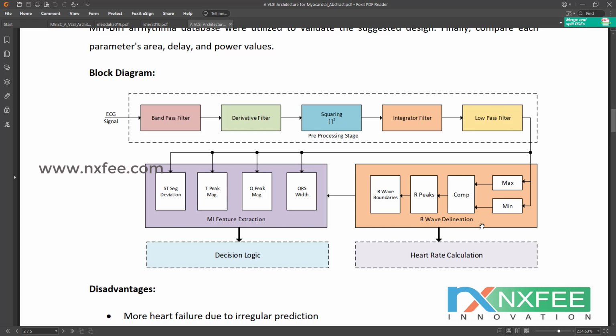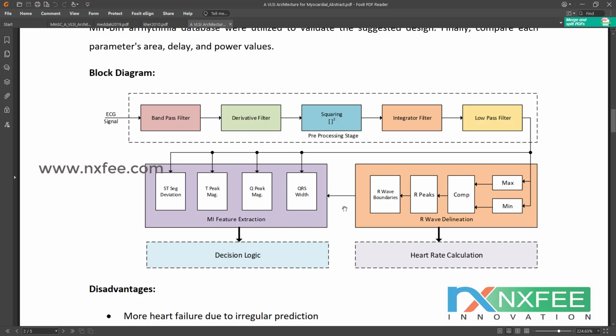In this R wave delineation we are finding the maximum and minimum R peak level with the R peak boundaries. After that we calculate the heart rate. We are using this R peak and it is given to the MI feature extraction. We are finding the T peak, Q peak, ST segmentation and the QRS width. This MI feature extraction output is given into the decision logic and we are finding the accurate predictions, early predictions and normal and abnormal values.